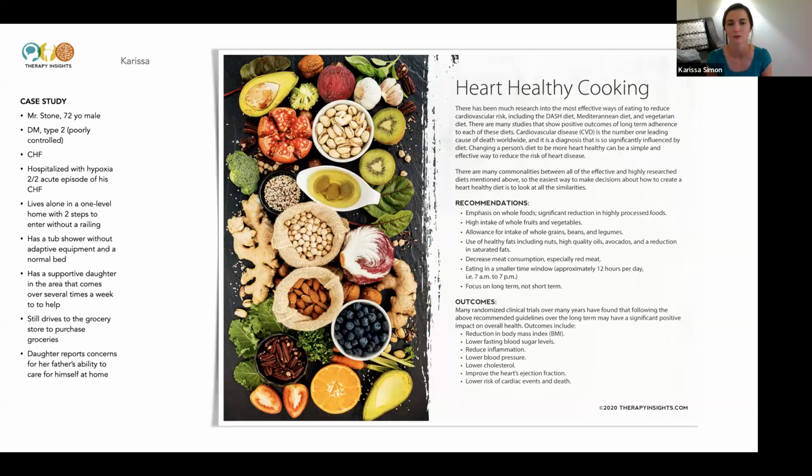So I picked this resource because it sounds like Mr. Stone is doing all the shopping still. So it's something important that we should talk to him about, especially with his CHF, that it keeps flaring up, and also that he has type 2 diabetes that he's not controlling well. So I just thought that this was a good resource to talk to him about, talk to his daughter about, and kind of begin that conversation in case he's not eating as healthy as he should.